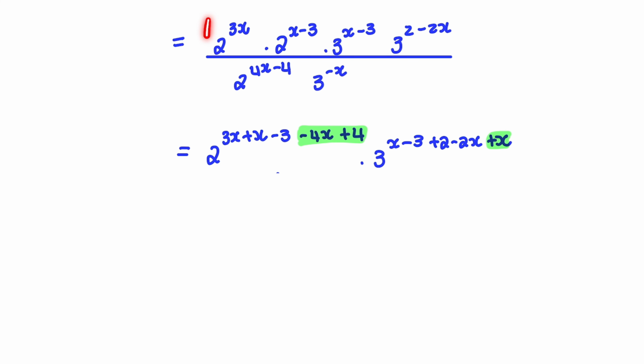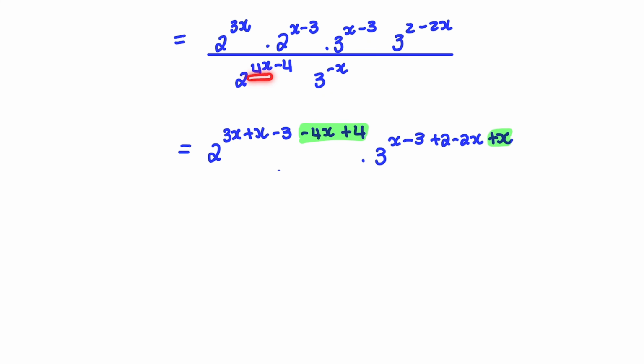So let us look at the 2's first. When we multiply bases with the same base, then we can add their exponents together. So we'll have 3x plus x minus 3. When we divide, can you see the bases here are the same, and we are dividing by 2 to the power of 4x minus 4. That means that we can subtract. So notice this plus 4x becomes minus 4x, and that minus 4 becomes plus 4.